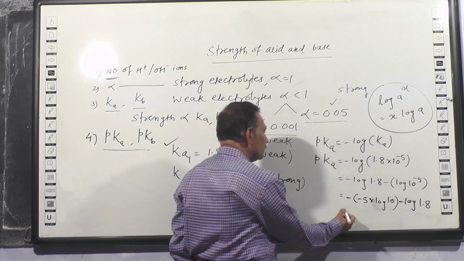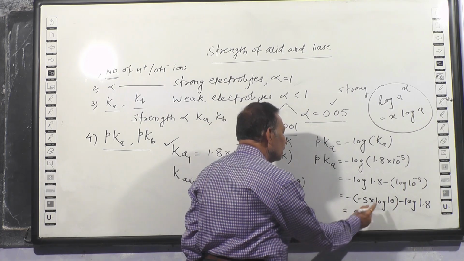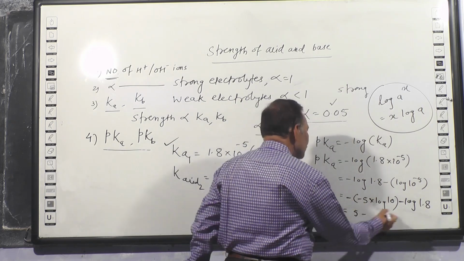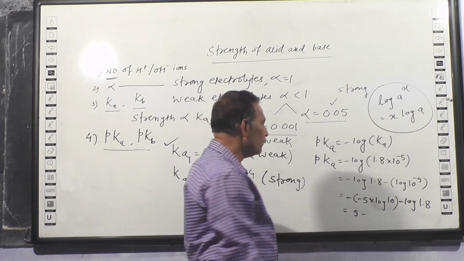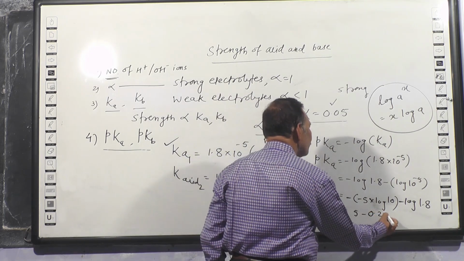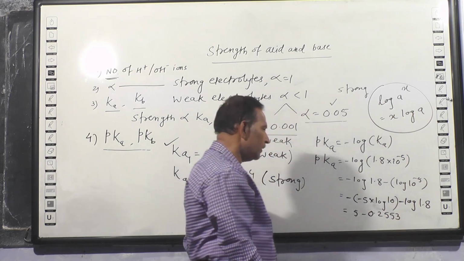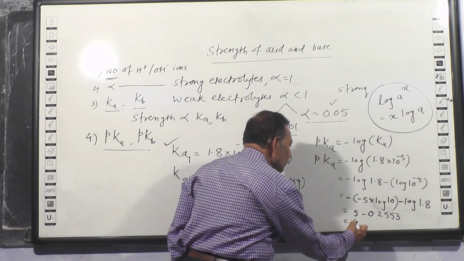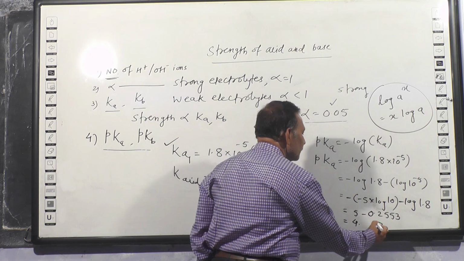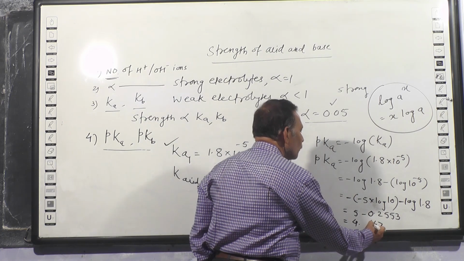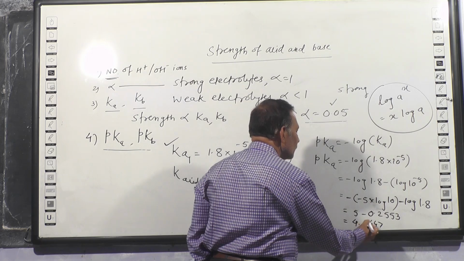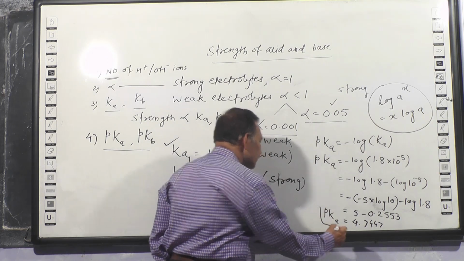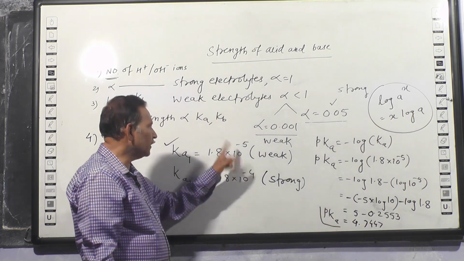Now if this is solved, minus of minus is plus 5, log 10 is 1, so 5 into 1 is 5, minus log of 1.8. If you see, log of 1.8 is 0.2553. So 5 minus 0.2553 is 4.7447. So this is the value of pKa for the acid which has a Ka value of 1.8 into 10 raised to minus 5.